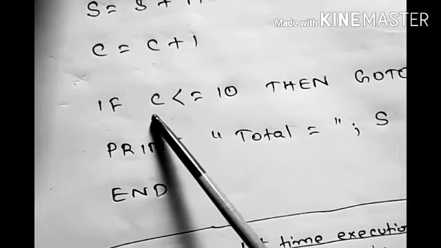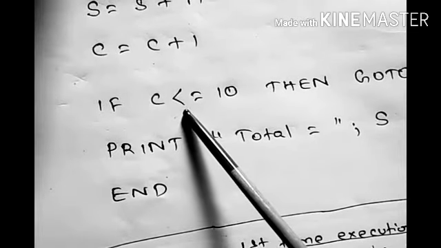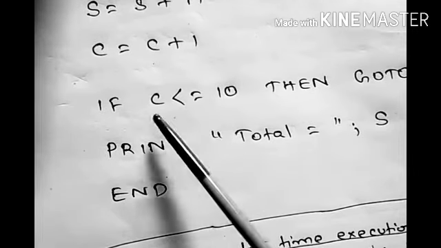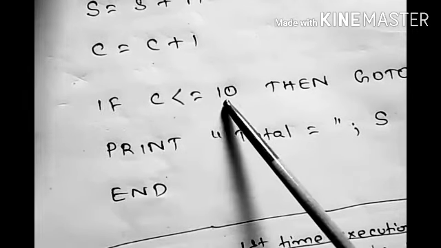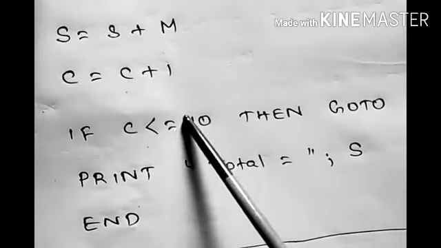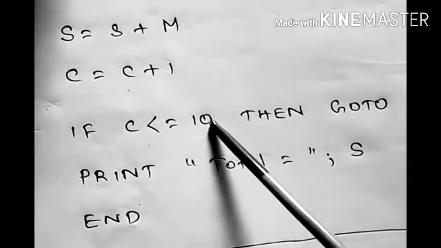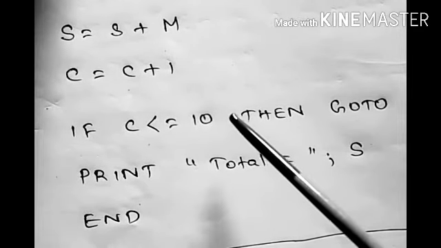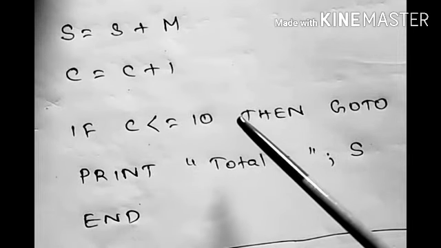Now I have given a condition so that it is not an unconditional goto, so that we can limit the condition as per our need. If C is less than or equal to 10, then go to start. That means it will continue this process of taking the marks up to 10 times. That means we can input the marks of 10 subjects in this program.